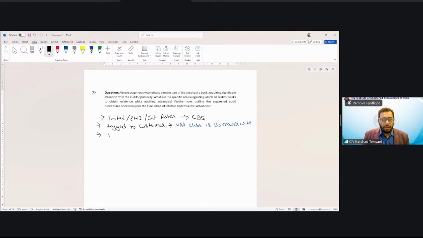Third, large advances. We need to look at the large advances on a sample basis, testing kind of thing I'm talking about. Fourth, early warning signs, early warning system, SMA classification, SMA 0, SMA 1, SMA classification.